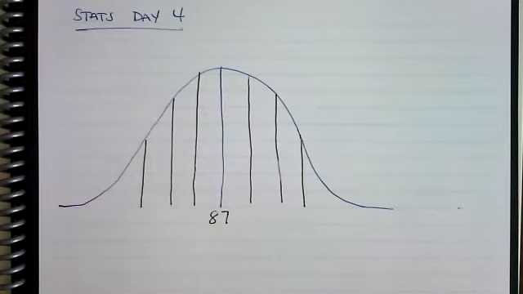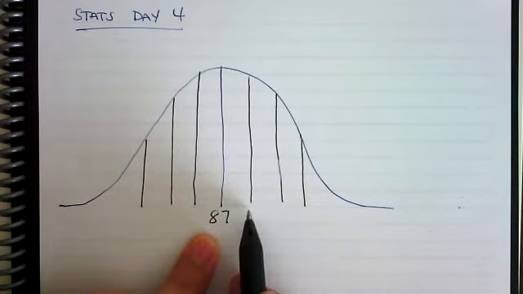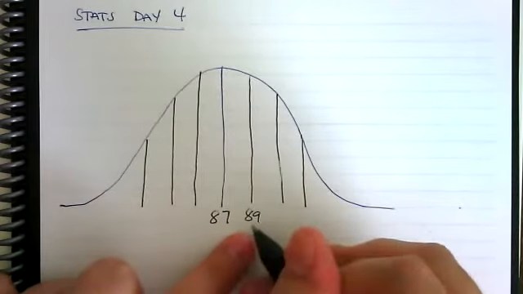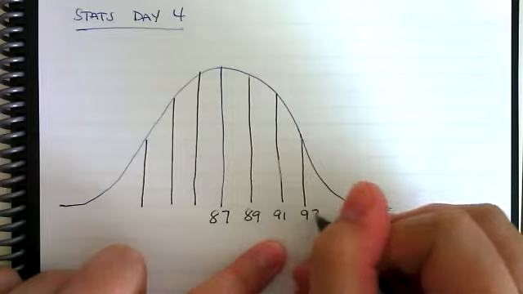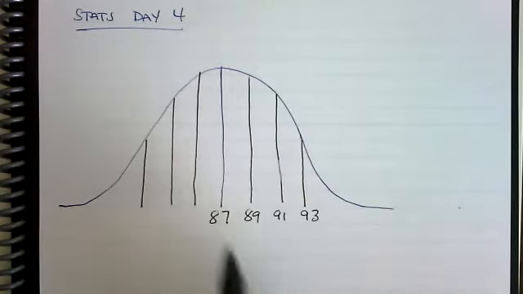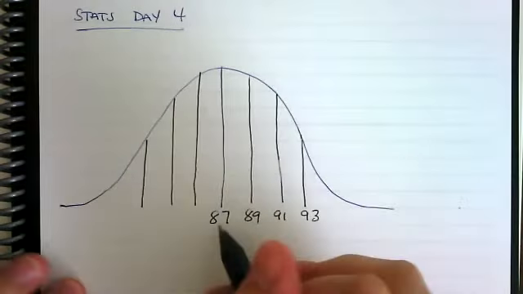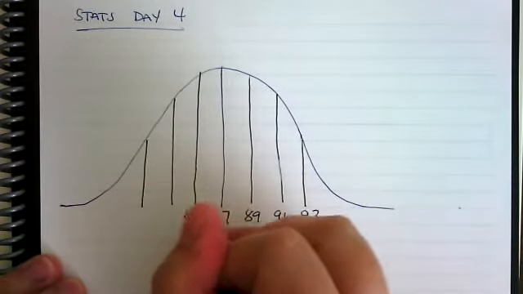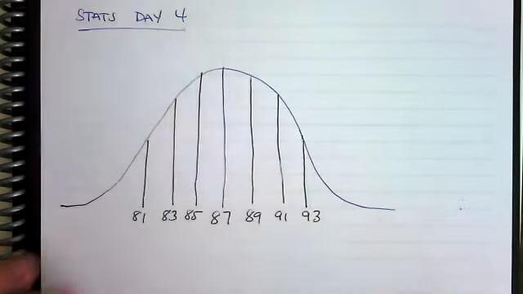So my mean is 87, and my standard deviation is 2, so I go up 2 each time. This would be 89, and then I go up 2 again and have 91, and then 93. That's one standard deviation above each time, and then I go one standard deviation lower each time. If it's 2, I'm subtracting 2 each time. So 87 minus 2 would be 85, and then I just keep subtracting 2 each time.